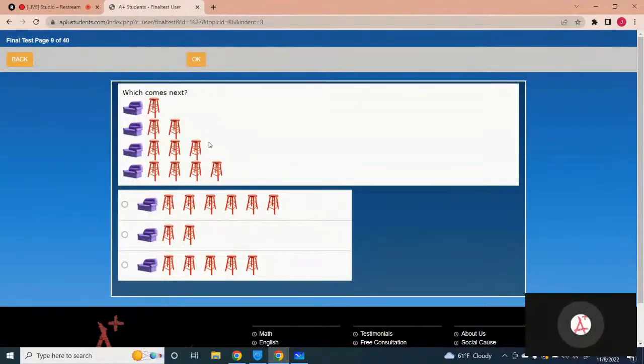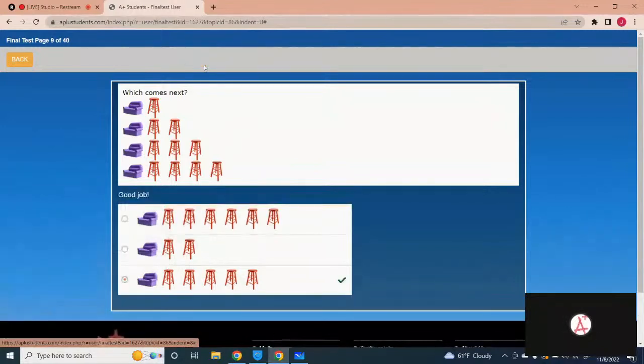Okay, which comes next? The next option is option number 3. So option number 3 is the correct option. Just select the correct option, then click on the OK button. Very good, Alex.